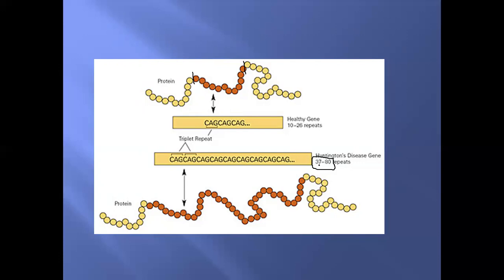Now, what this means, how we can sort of detect how bad the disease is: the more repeats you have, the earlier the onset of the Huntington's disease symptoms is going to be. So if you had only 37 repeats, you might live until you were 50 before Huntington's disease symptoms started to set in. If you have 80 repeats, they could start to set in as early as 20, okay?